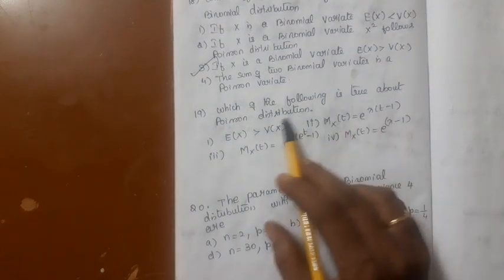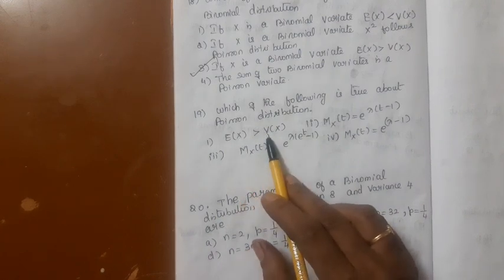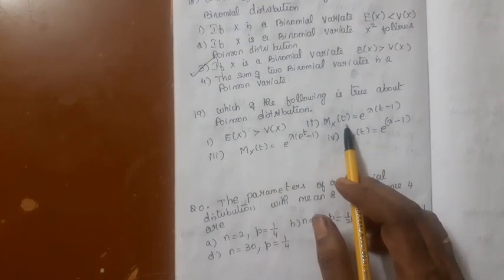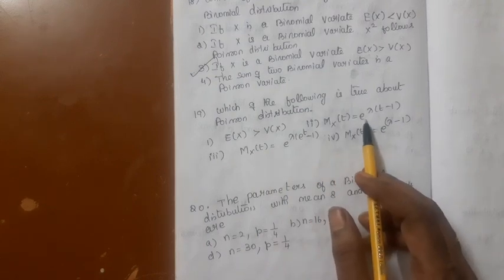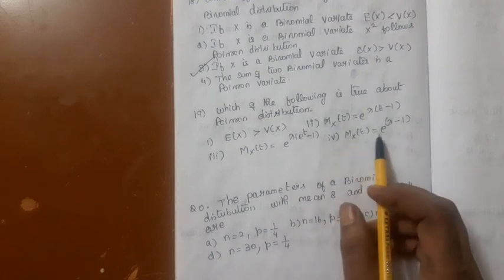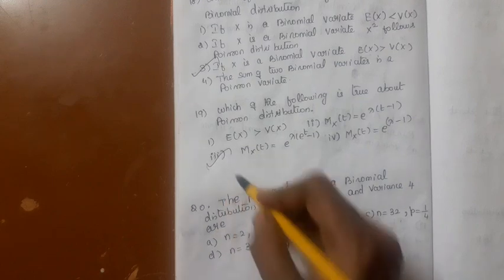Which of the following is true about Poisson distribution? Is this true? No. In Poisson distribution, expectation and variance are equal. Moment generating function of Poisson distribution is e power lambda into (e power t minus 1). So this is not correct. e power (lambda minus 1) is not correct. This is correct. This is true.